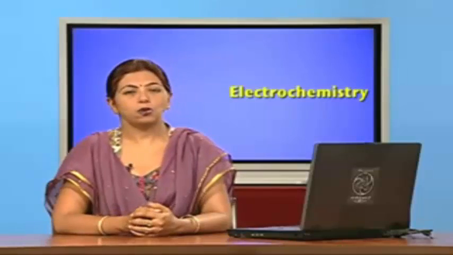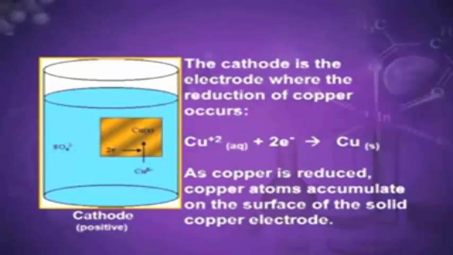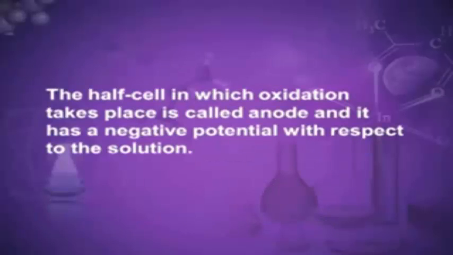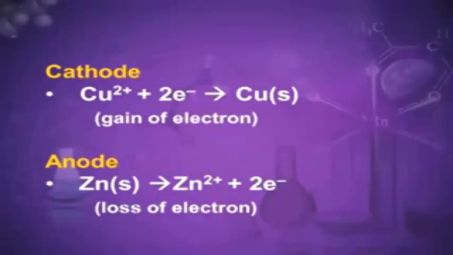Now you can see another beaker. It has a copper electrode, a strip of copper metal, which is acting as a copper electrode. It is dipped in 1 molar solution of copper sulfate. It is the other half cell. It is known as cathode and it is the positive terminal. Let's see the reaction which is going on in this half cell. Copper ions will gain 2 electrons and they will be reduced to copper. These 2 electrons which are gained by the copper will be lost by the zinc. The other half cell in which reduction takes place is called cathode, and it has a positive potential with respect to the solution. Now you can see the 2 reactions. The one reaction is taking place at cathode and the other reaction is taking place at anode.